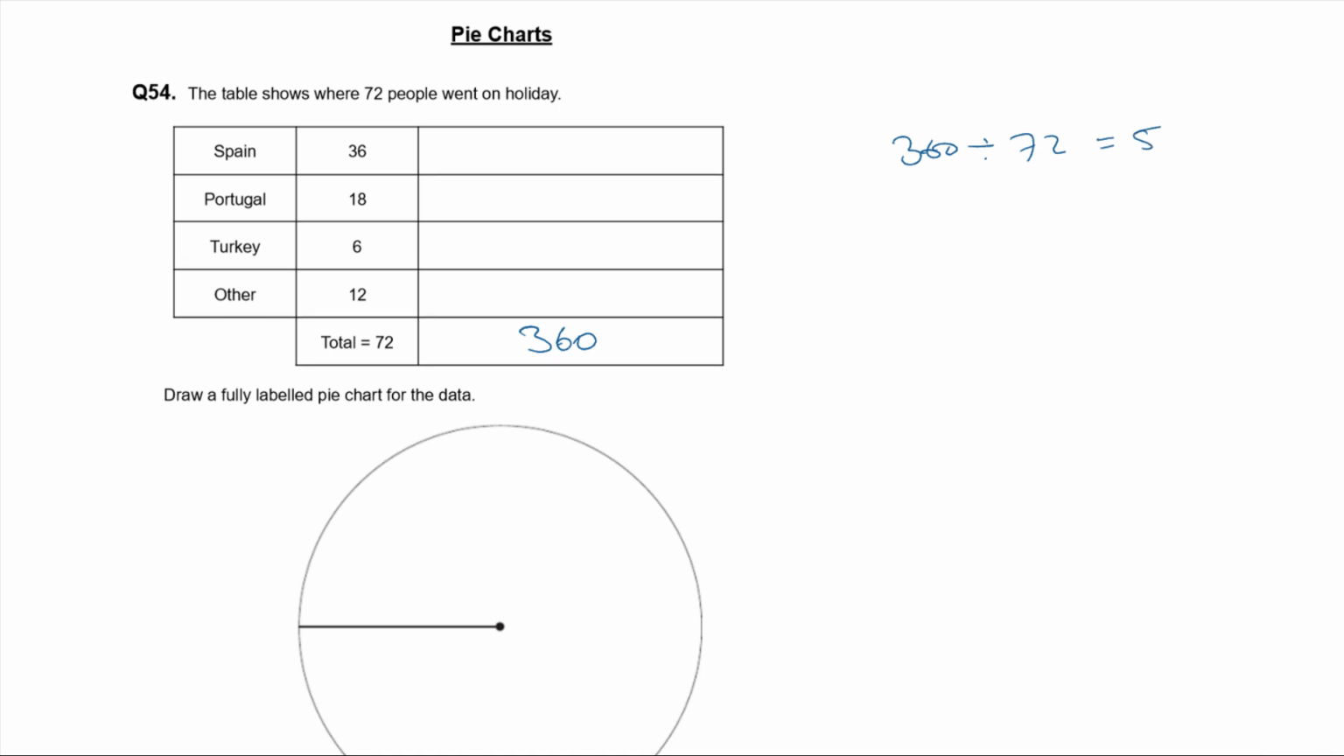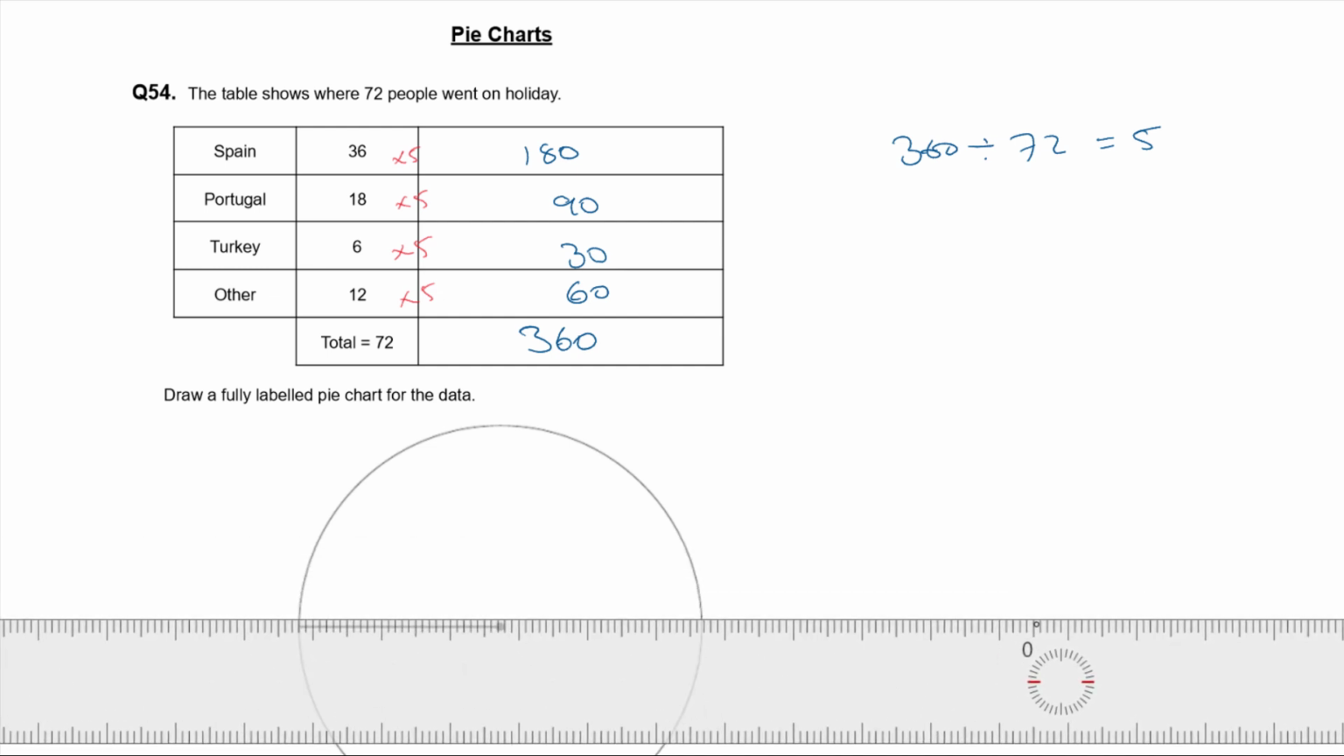So that means if we take each of the number of people and multiply it by 5, I'm going to get the angle that I need to represent those people on the chart. Okay, so Spain was 36 people. I times that by 5, I'm going to get 180. So 18 times 5 is 90, 6 times 5 is 30, 12 times 5 is 60. Now if you've done this all right, it should add up to 360. Might be worth double checking.